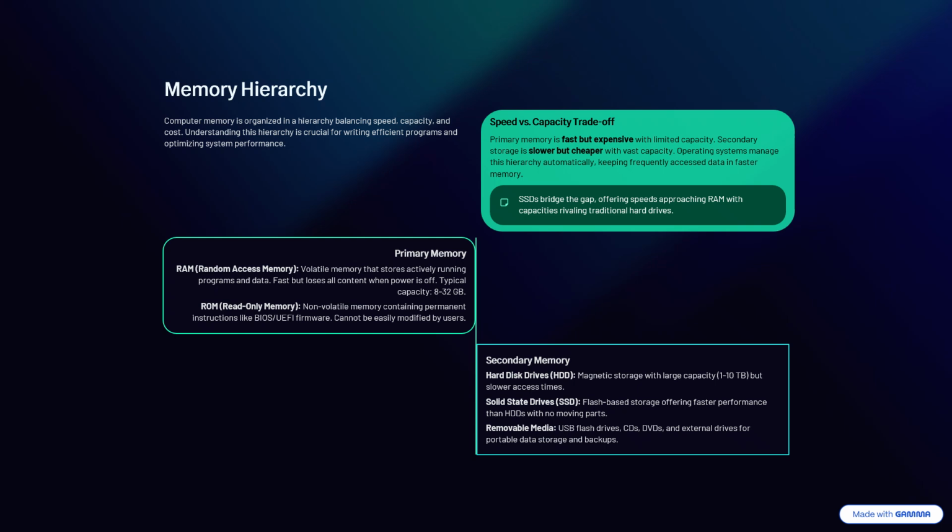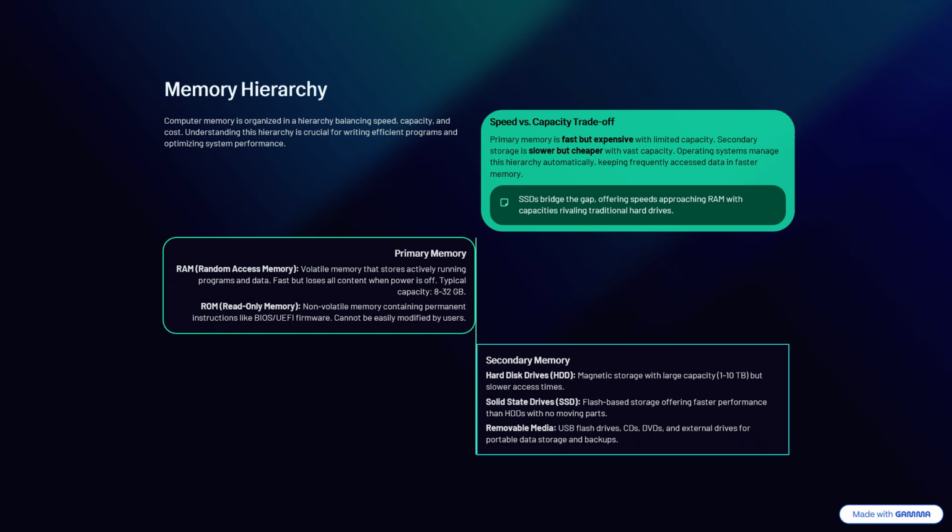So let's talk about the hierarchy of the memory of the computer. Basically, computer memory is organized in a hierarchy to balance speed and cost. This is the secret to system performance. Primary memory is fast but expensive, while secondary storage is slower but much cheaper. Modern SSDs are the game changers here, offering speed that approaches RAM with the huge capacity of a hard drive.